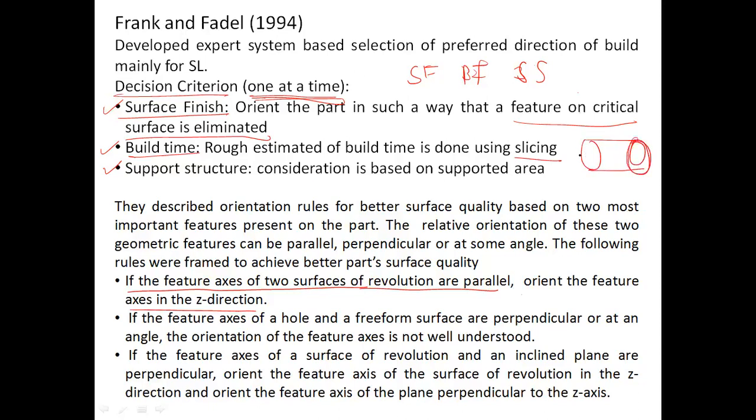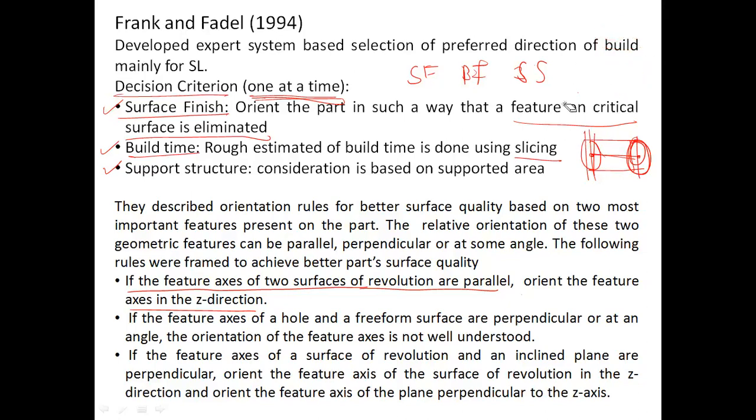These are the feature axes of a cylinder. Now, if the feature axes are exactly parallel to each other, because to draw a cylinder, you need to create a circle, and then you need to extrude this circle and create a circle at the top. So these are two feature surfaces, this circle and this circle, which will define a cylinder.